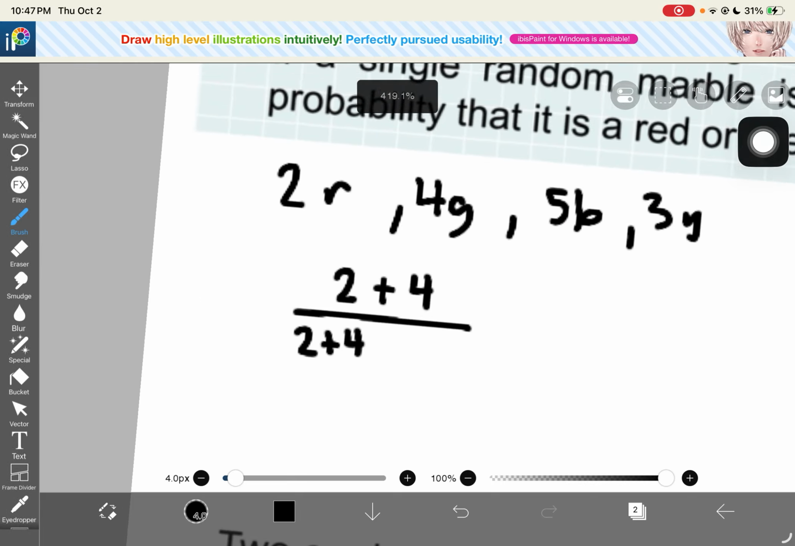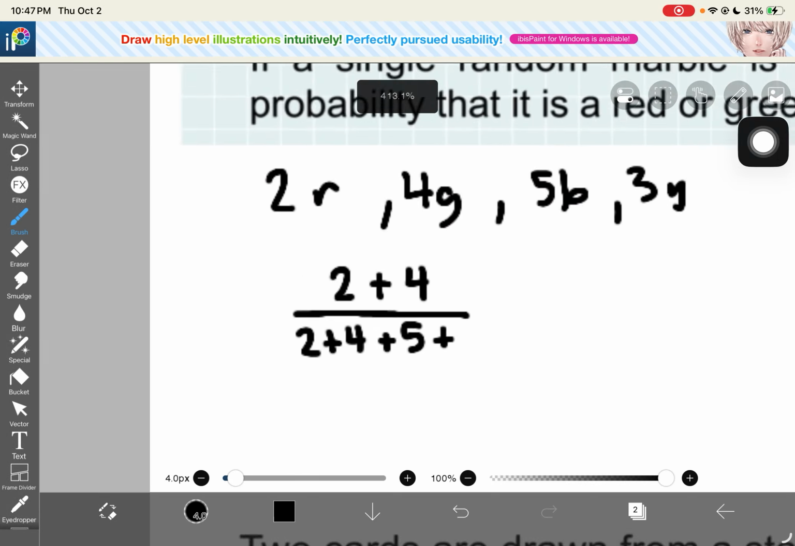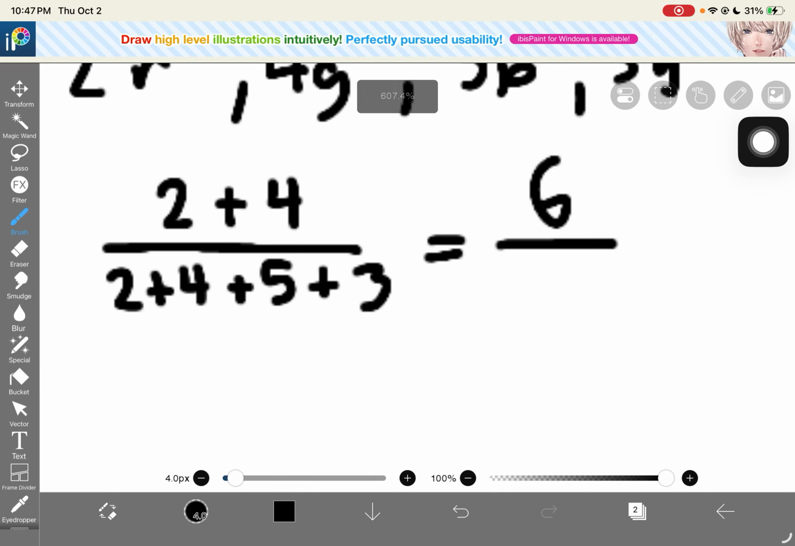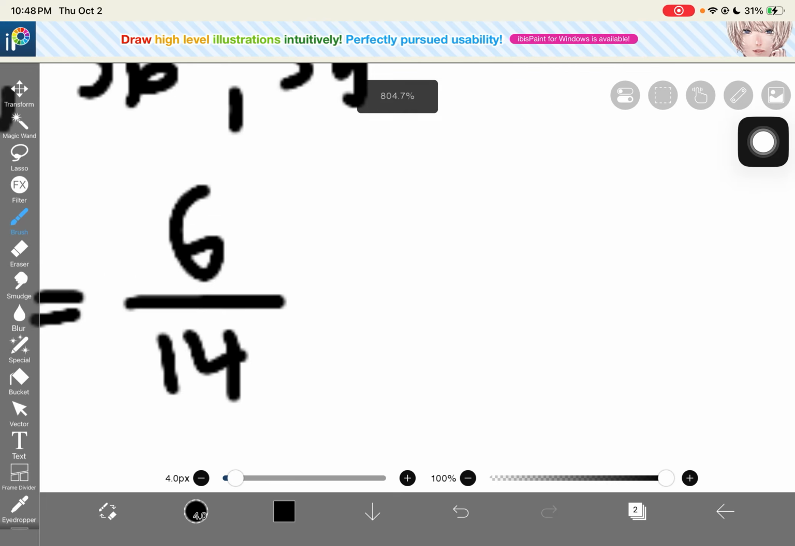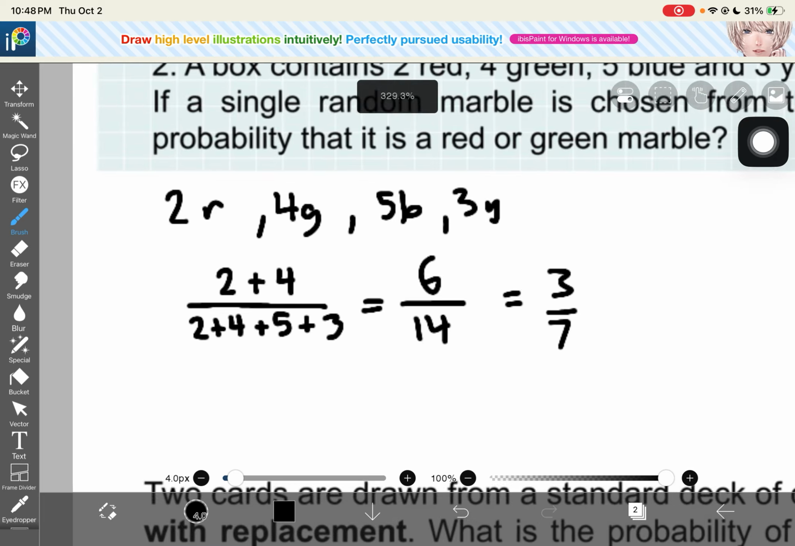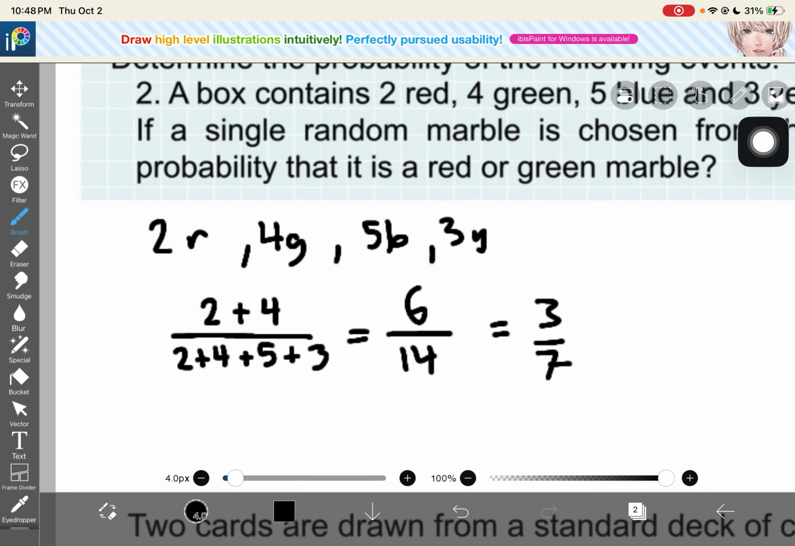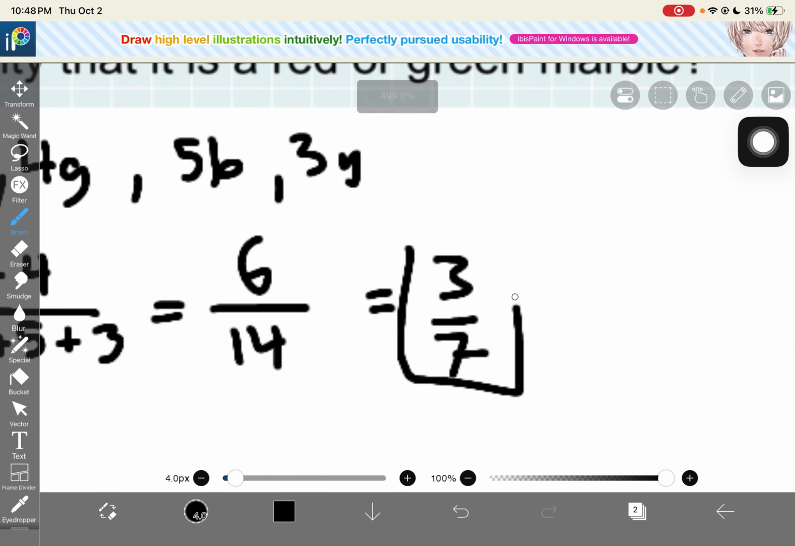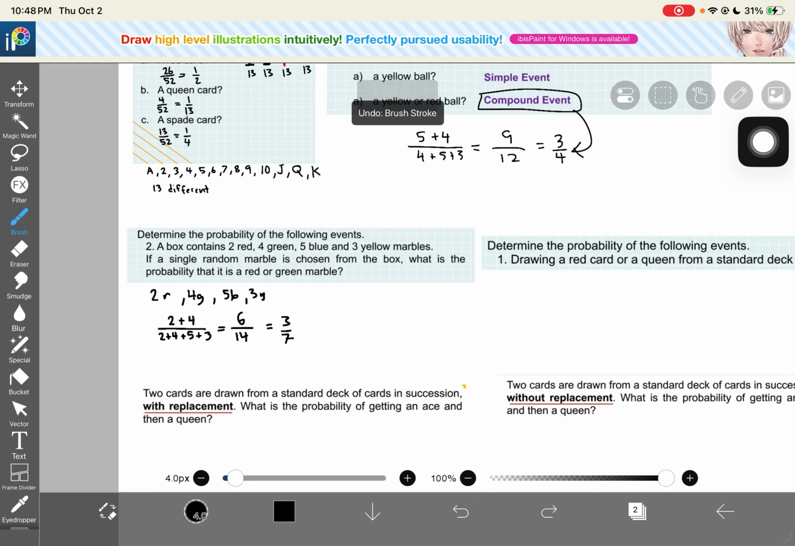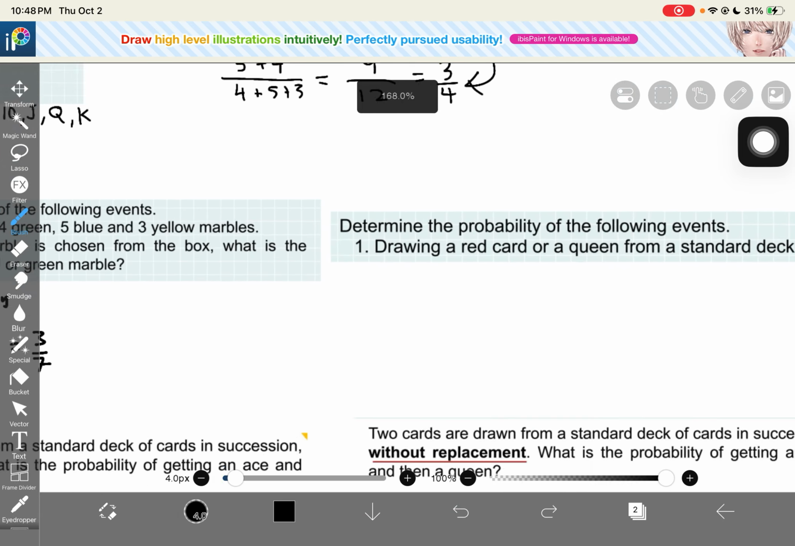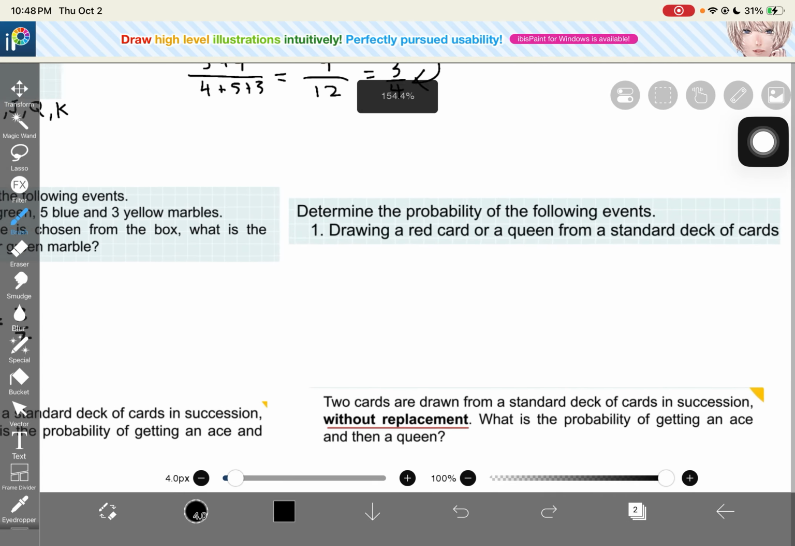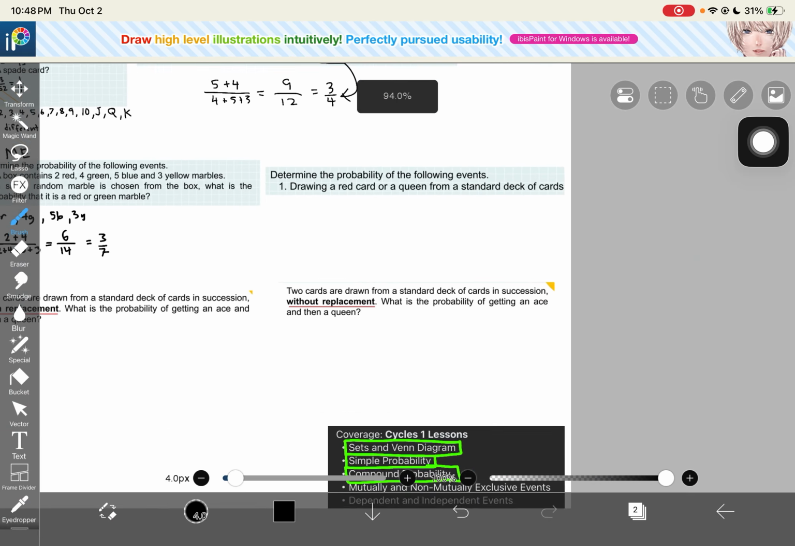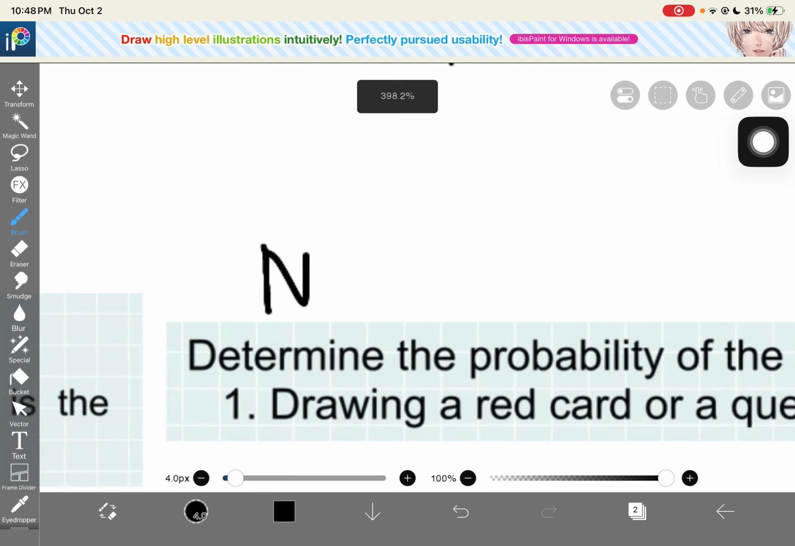2 plus 4 plus 5 blues plus 3 yellows. This is equal to 6 over 14, or equal to 3 over 7. So that's the answer over there. Now I'm going to show you the difference. This is an example of mutually exclusive. The next one is going to be non-mutually exclusive, and I'll show you why later.